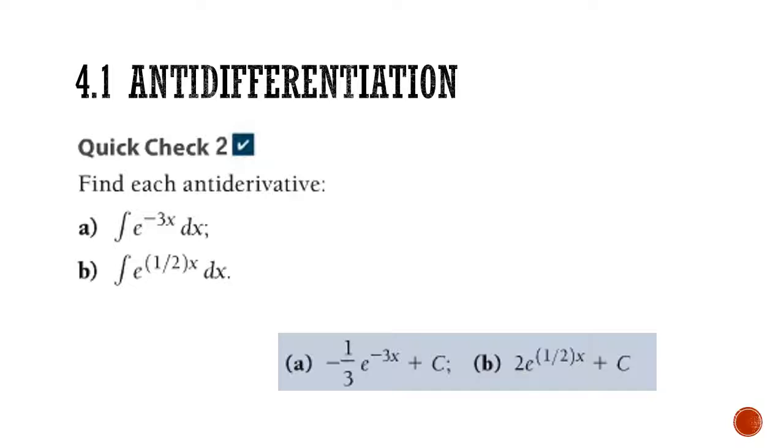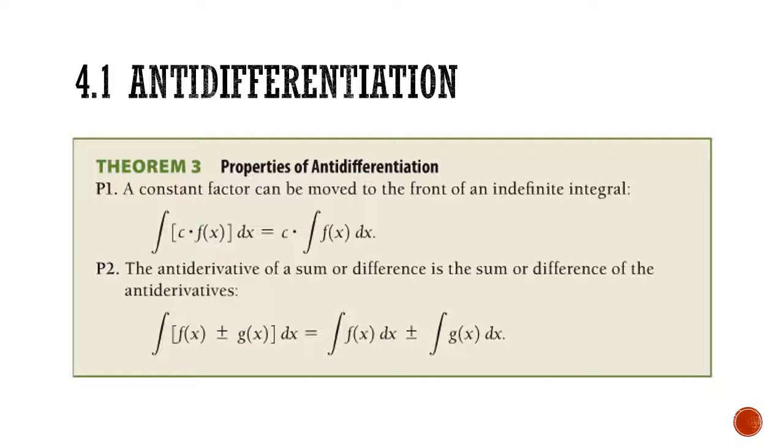Okay, just double check, make sure everything's okay. So theorem 3 says a constant factor can be moved to the front of an indefinite integral. So if you have something like c times 1 over x, you can move the c out in front and have c times the integral of 1 over x. Also, if you have two functions added or subtracted, you can take the integral of each individual function. In other words, if you're taking the antiderivative of x squared plus 3x minus 4, you can split it up and do the integral of x squared plus the integral of 3x minus the integral of 4. And you can split them up that way.